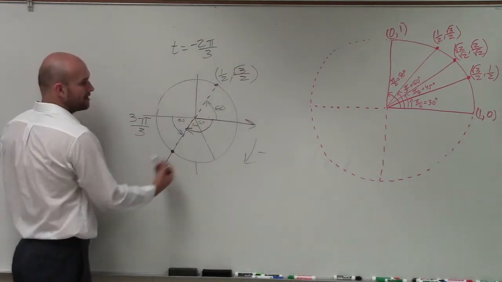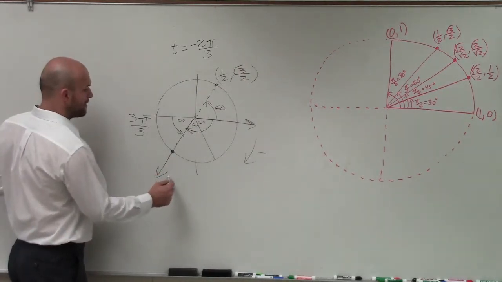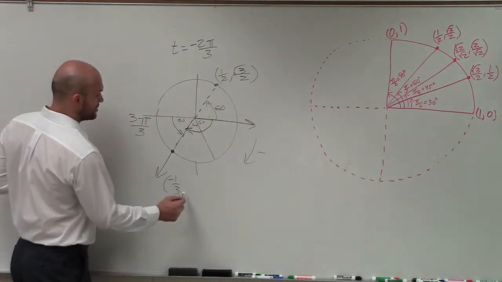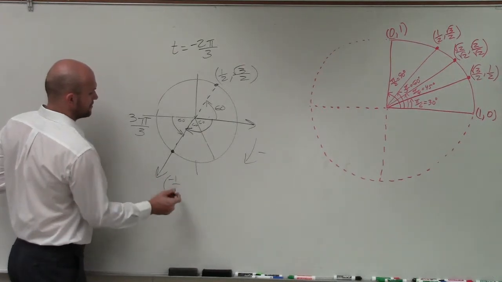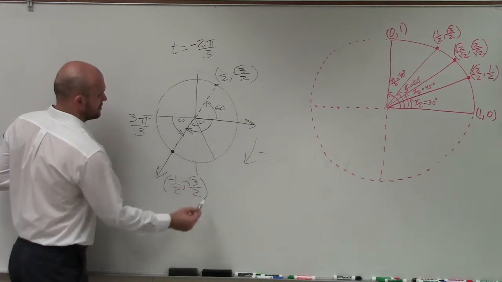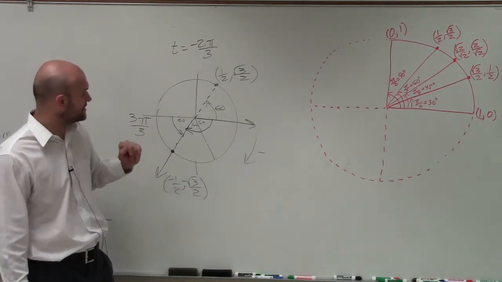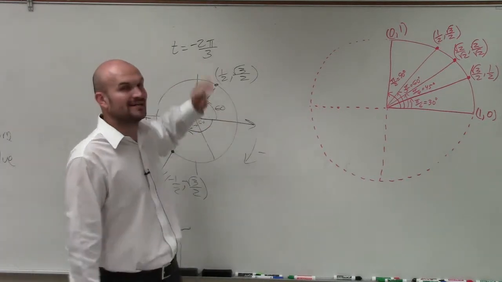So then what is this point? Well, if they're both positive in the first quadrant, that means both of my x and my y coordinates have to be negative in the third quadrant. Okay, so there you go, ladies and gentlemen. That's how you find your coordinate point in the third quadrant when given an angle t.